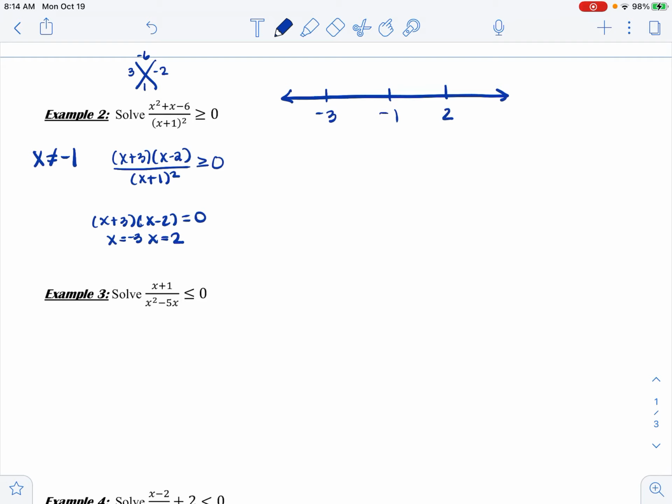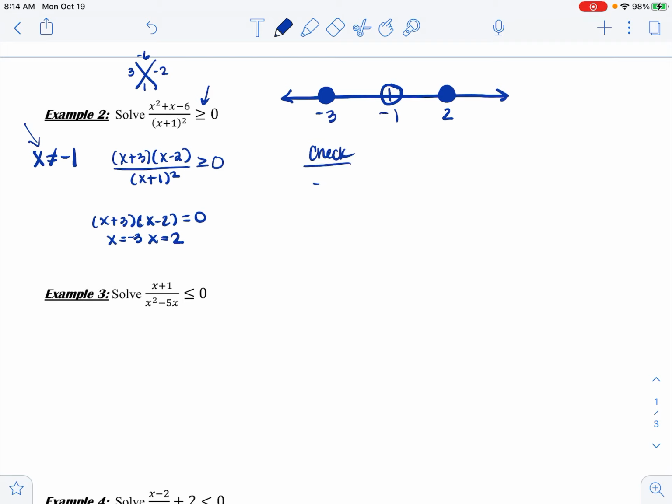Negative 3, negative 1, and 2. All right, so now I need to know if I'm including these or not including these in my solution set. So this says right here, do not include negative 1, okay? For the other 2, I'm using my inequality. It says greater than or equal to. So equal to those values, this is where it's equal to 0, so I'm going to include those.